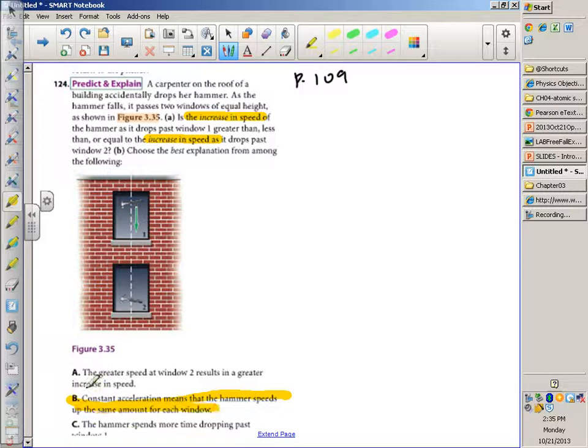The constant acceleration means that the hammer speeds up the same amount for each window. If we look at how much faster it goes from here to here than from here to here, it would increase in speed the same amount because it has a constant acceleration. Good there? So you drop something, it has a constant acceleration but a different velocity. Correct, because the acceleration is the change, right?